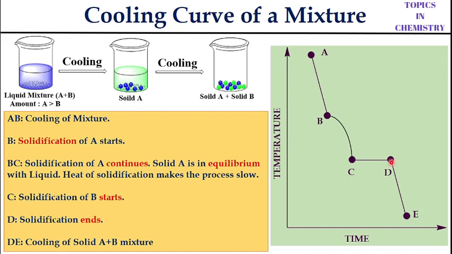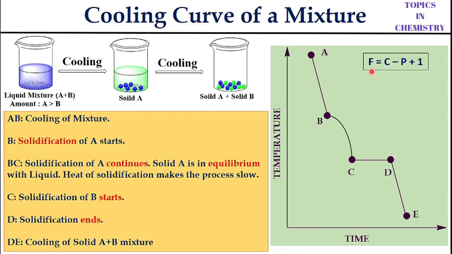After D point through DE, cooling of solid AB mixture is done. Okay, so here the D line stands for cooling of solid AB mixture. So this is the cooling curve of a mixture. Now you have to know what is the degree of freedom for such type of process.